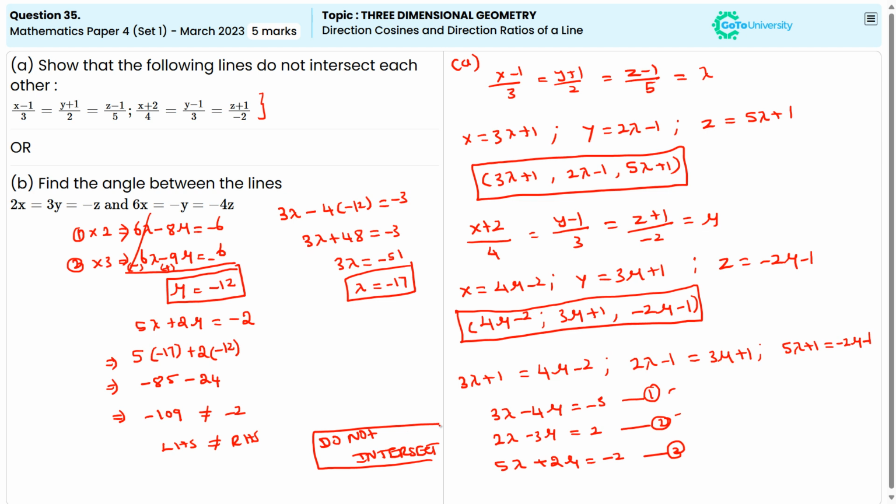Given lines do not intersect each other. So the intersection point does not exist for this one. Now let us see the mark distribution.